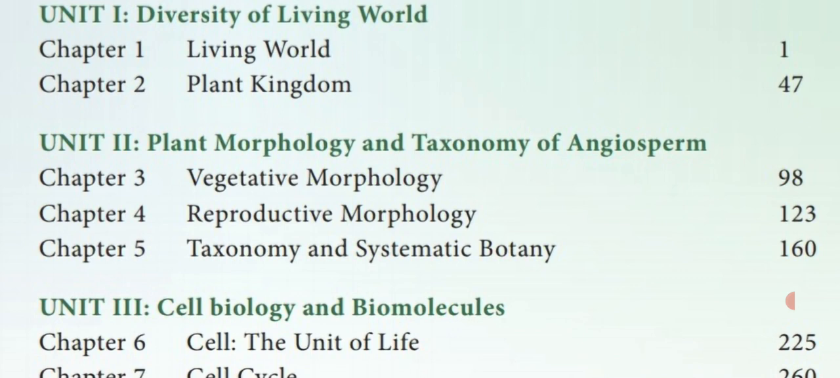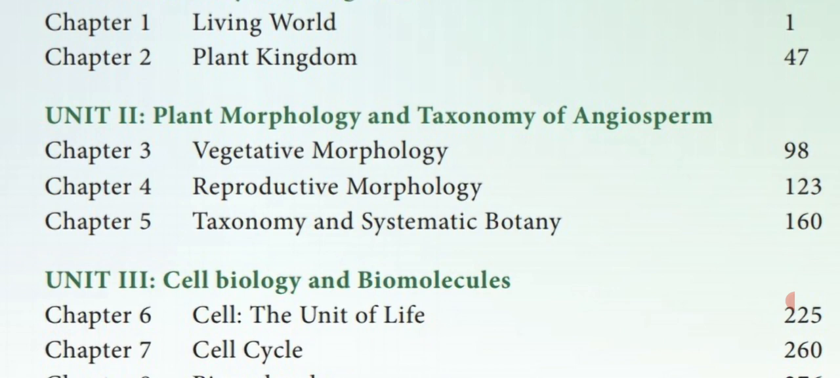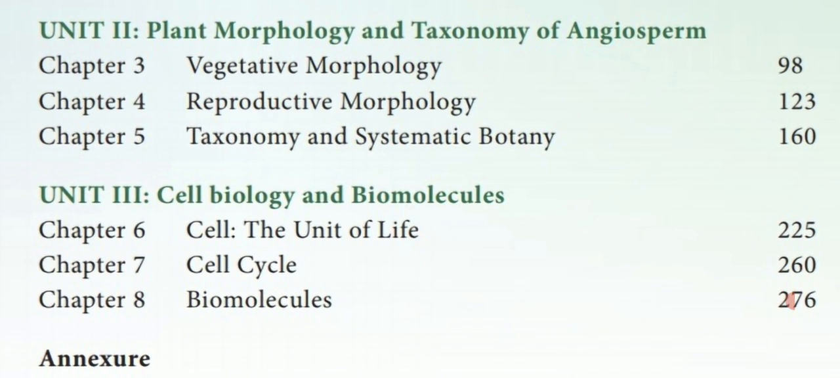This plant morphology is divided into 3 chapters. One is vegetative morphology, that is external structure. Reproductive morphology, that is flower and its parts. Next chapter, taxonomy and systematic botany. That means how we are classifying the plants into different classes, orders, families, like that. All that we are going to see in the lesson taxonomy and systematic botany.